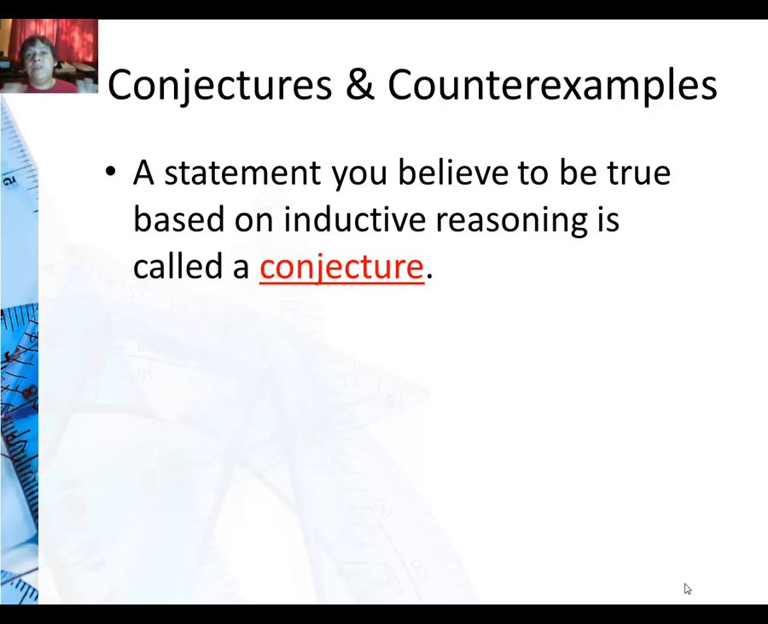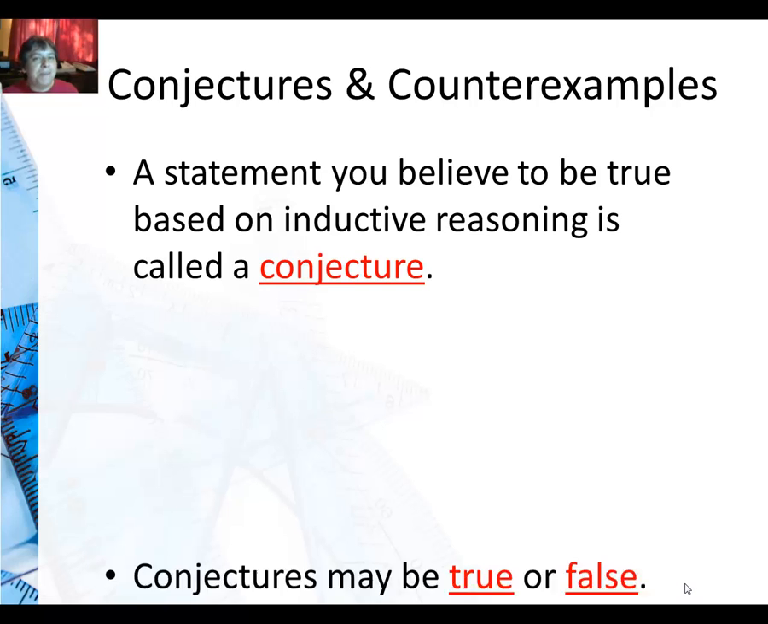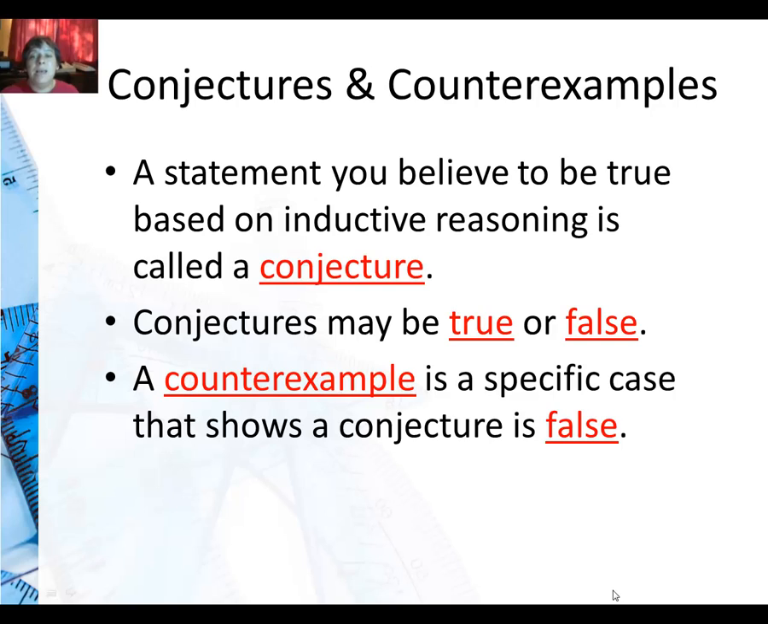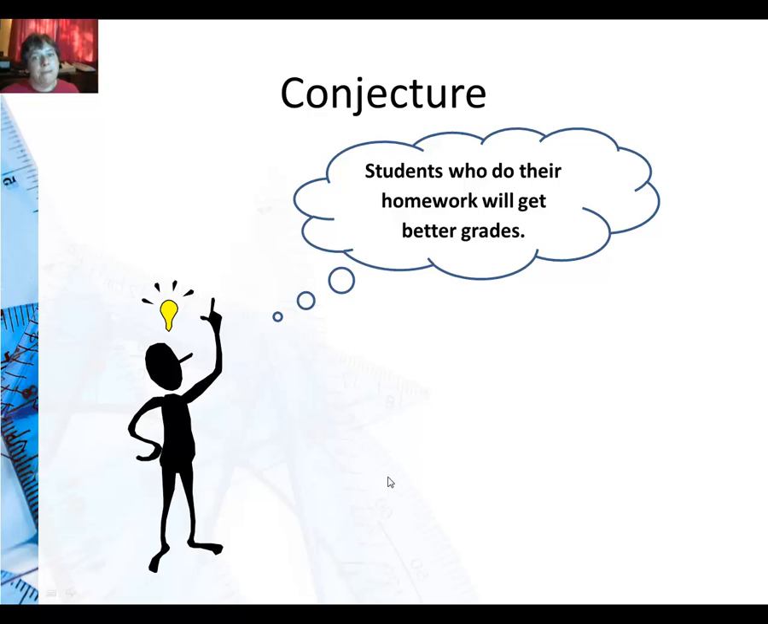Now, you can make a bunch of observations. For example, I could make the observation that all birds fly, and all the birds I've seen around my neighborhood fly. Although, if you go just outside of my neighborhood, we actually used to have some ostriches around here. And if you show me the ostrich, you could say, well, that bird doesn't fly. And that will be a counterexample. So conjectures can be true or false. A counterexample is a specific case that shows a conjecture is false. In this case, my counterexample would be the ostrich. The conjecture would have been that birds fly.